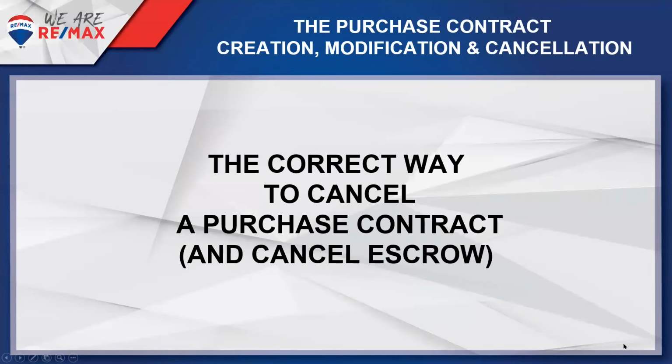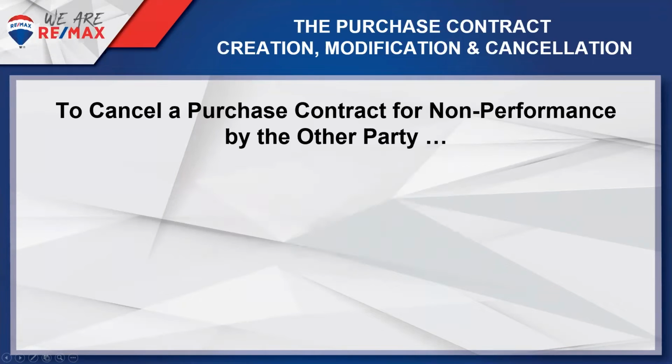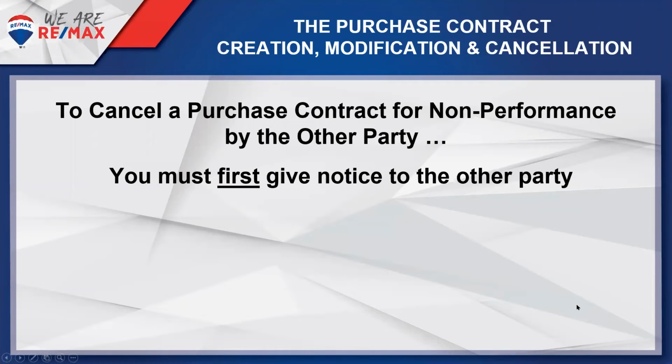So understand that there is a correct way to cancel a purchase contract and cancel escrow. To cancel a purchase contract for non-performance by the other party, you must first give the party notice. Here's a mistake agents make from time to time. They send the notice of buyer to perform, and attached to it is the cancellation of contract. That can be very problematic because the contract is very clear.